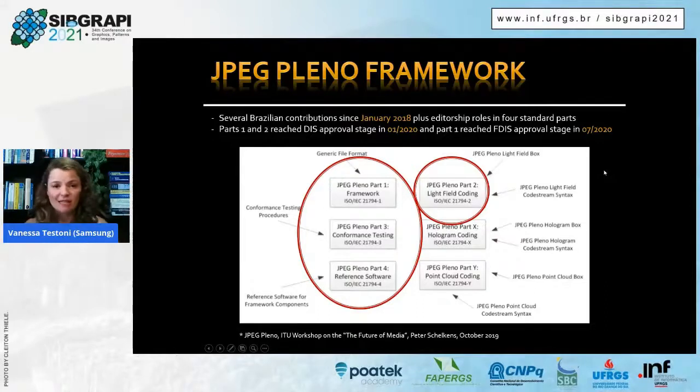We still don't have devices that can take pictures with light fields, but hopefully when we have them, people will be able to use this standard, and you will know that it has been made with a huge contribution of Brazilians.